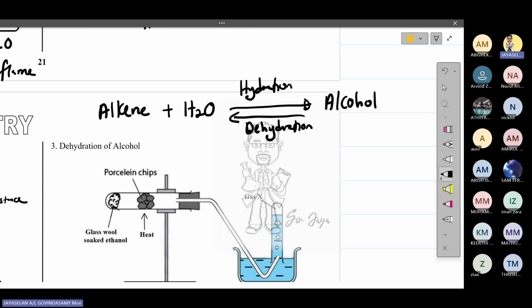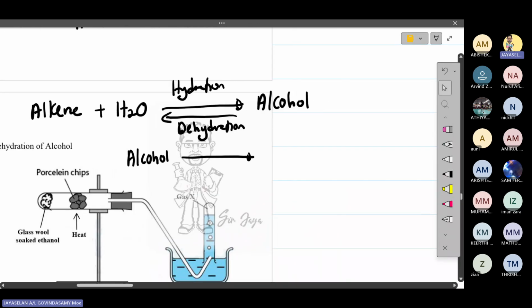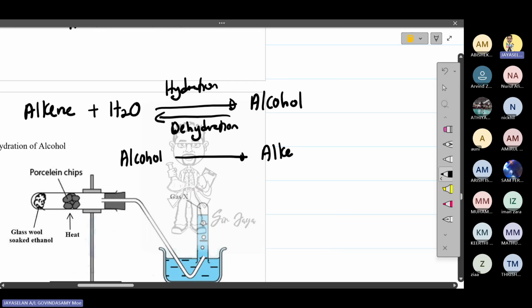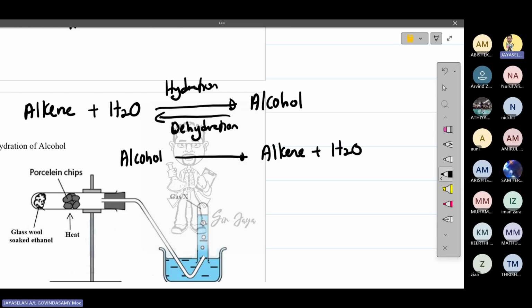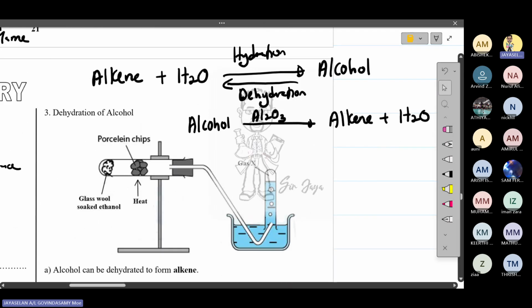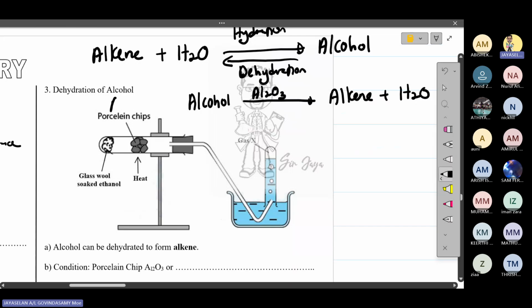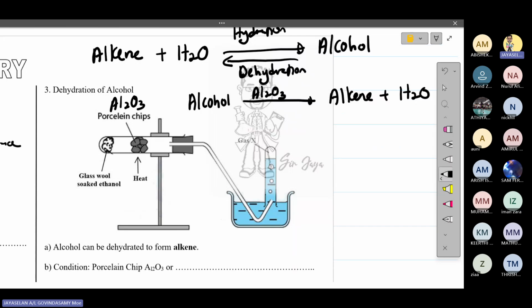Any question? Okay, copy down this. Now put here alcohol. When you remove water, you will get what? You will get alkene plus water. And this process is called removal of water. In this process, you need aluminium oxide. Aluminium oxide is a porcelain chip. Okay, when it is given like this, look here. Porcelain chip, please remember Al2O3, aluminium oxide. Its function is as a dehydrating agent, to absorb water.